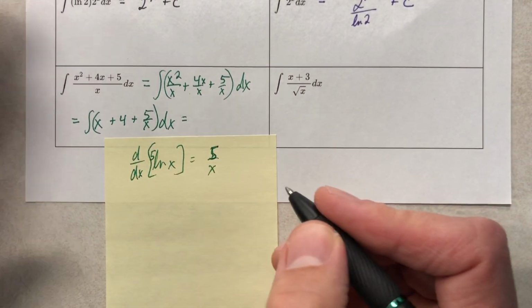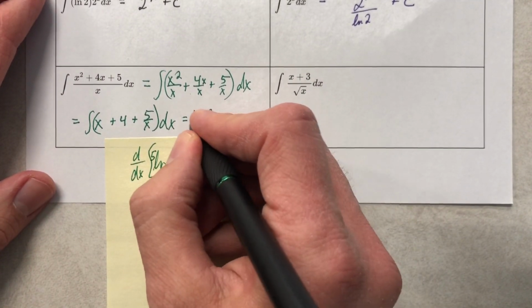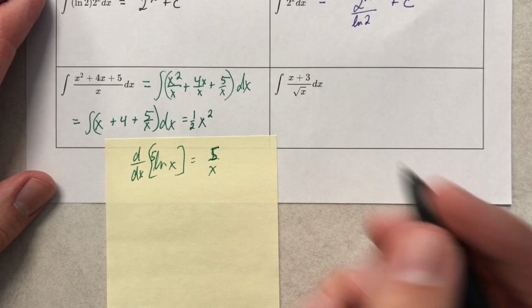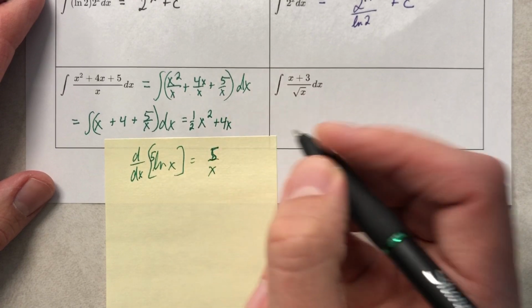Oh, no. Okay, now we're ready for an antiderivative. Antiderivative of x is x to the 2. Wait, it's 1/2 x to the 2. Could also be written as x squared over 2. All right, 4x. Isn't that what you had?